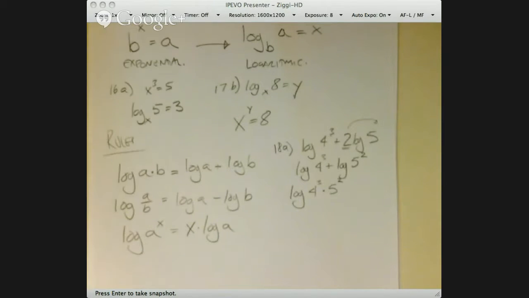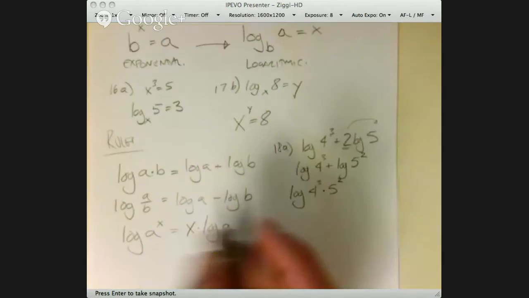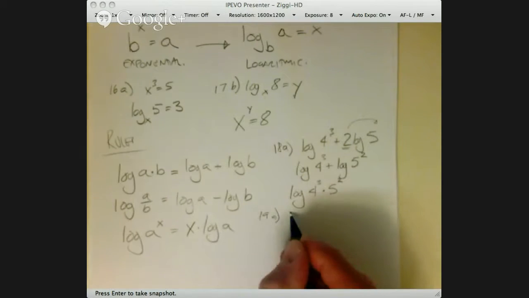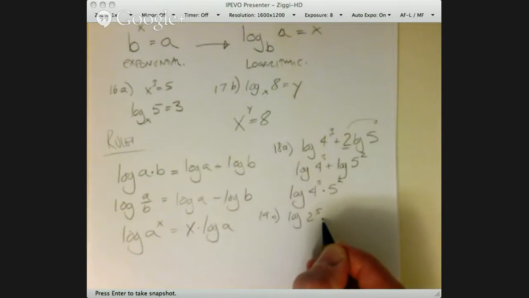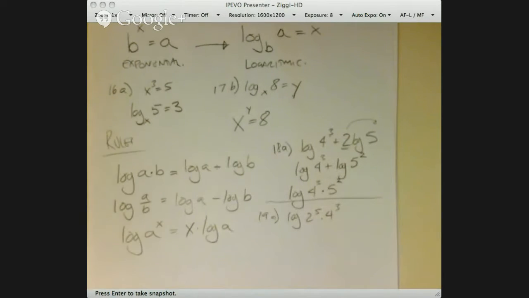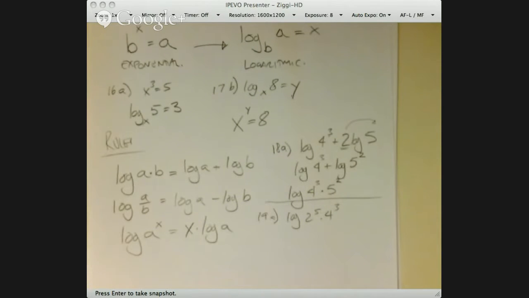Going the other direction, like you do with 19, if I start off with 19a, and I've got log of 2 to the fifth times 4 to the third, holy moly, look at what we have here. It's exactly the same thing that we did before, but it's asking for you to expand each logarithm completely. It's kind of interesting. I didn't even know that they had done that, but hey, what are you going to do? In the case of doing this, let's go through the steps and pretend like we didn't see the one before.